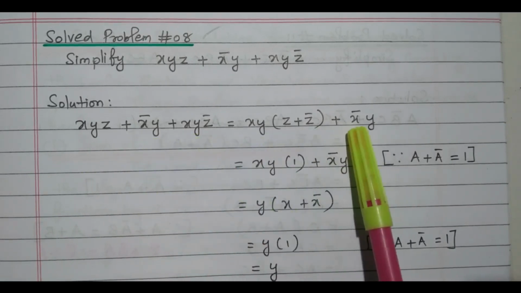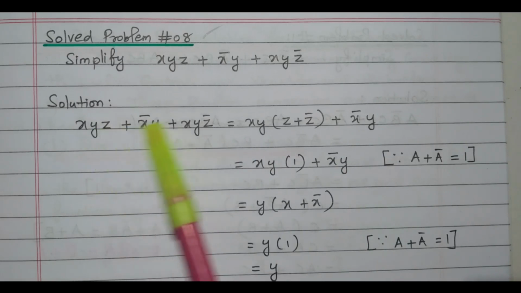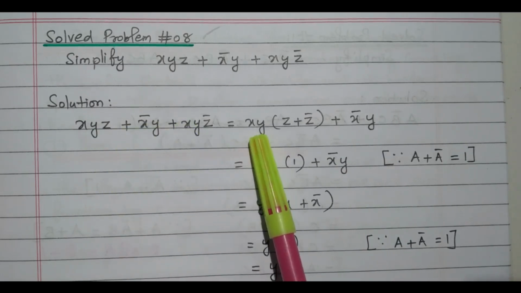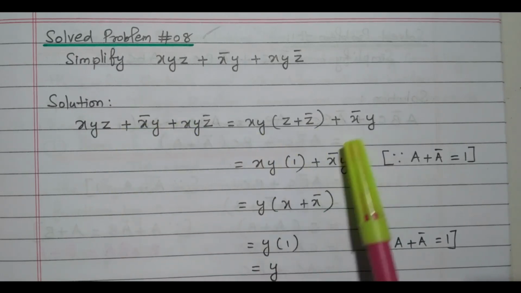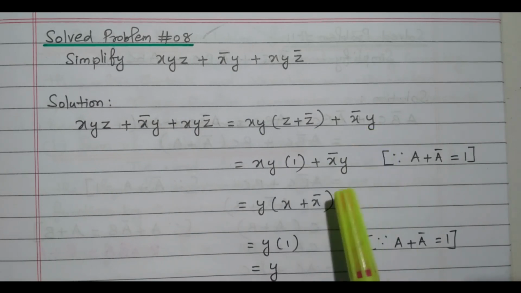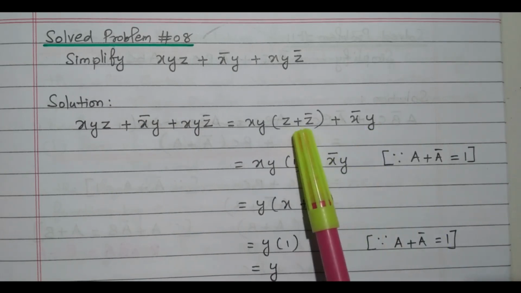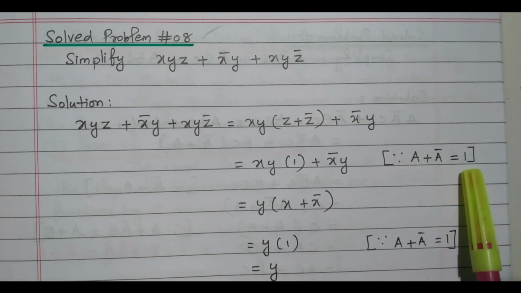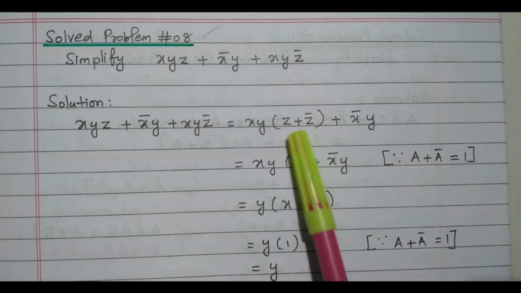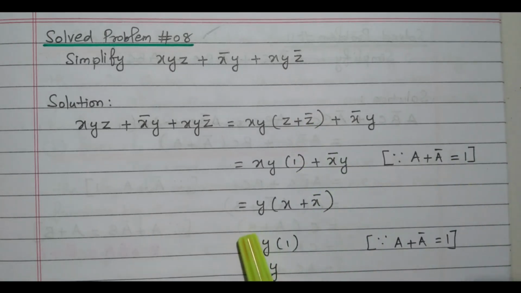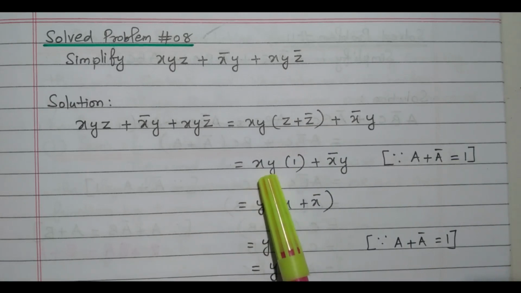The second term is x̄y, right? First and third term we took xy outside, so we have z plus z̄. The second term is written as it is. What is z plus z̄? A plus Ā is always 1. So z plus z̄ equals 1. So what we have? xy plus x̄y, right?